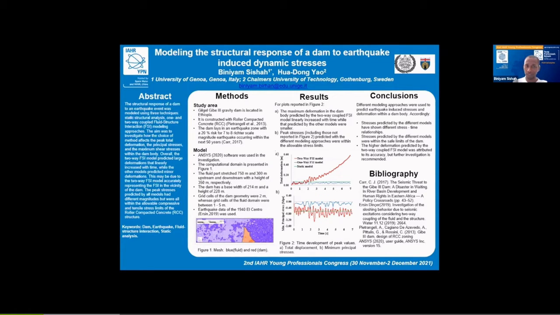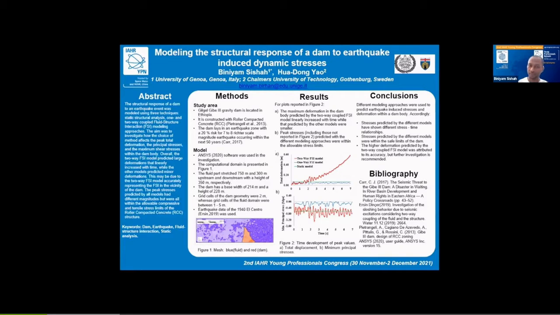In terms of the model, ANSYS Fluent and ANSYS Mechanical were used. The computational domain is presented in figure 1. There you see the red one is for the structural analysis, and during the static analysis, that was the only mesh used, not the fluid part. But for the coupled simulations, both meshes were used.